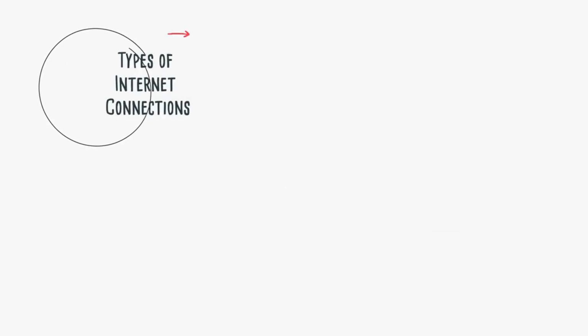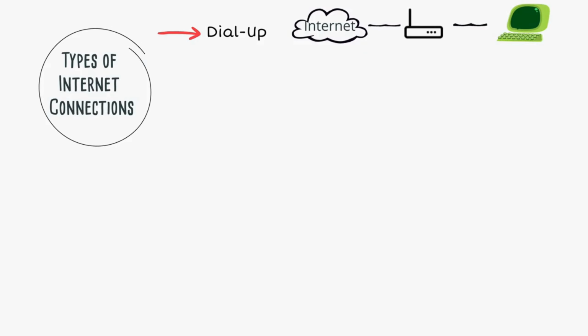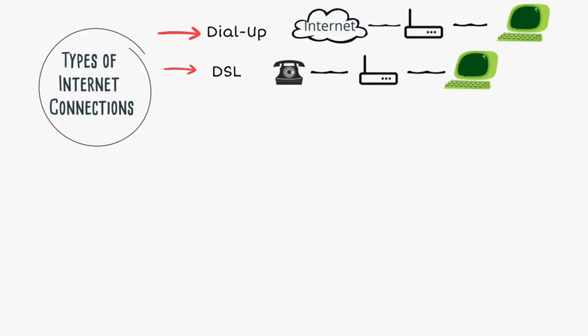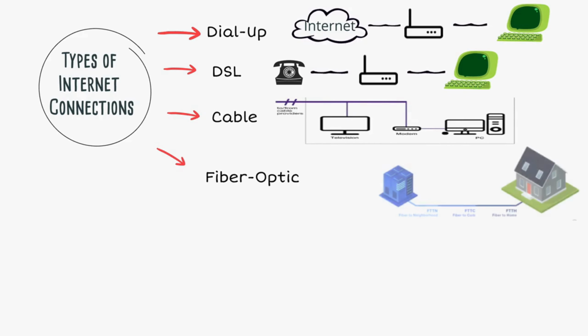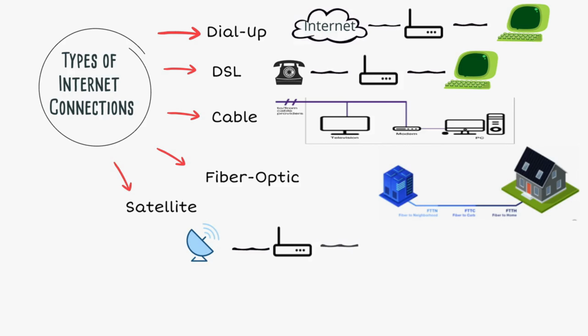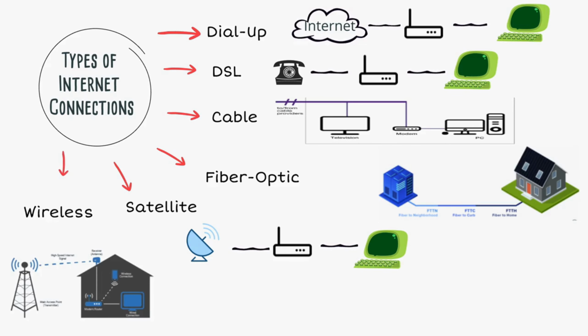Types of Internet connections: dial-up, uses a phone line for connection, very slow compared to modern standards. DSL, digital subscriber line, uses phone lines but offers higher speeds than dial-up. Cable, uses cable TV lines to provide high-speed Internet access. Fiber optic, uses light to transmit data, offering extremely high speeds. Satellite, uses satellites to provide Internet access in remote areas. Wireless, Wi-Fi, uses radio waves to provide Internet access to devices within a certain range.